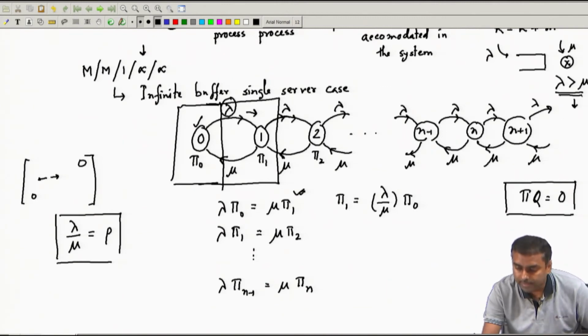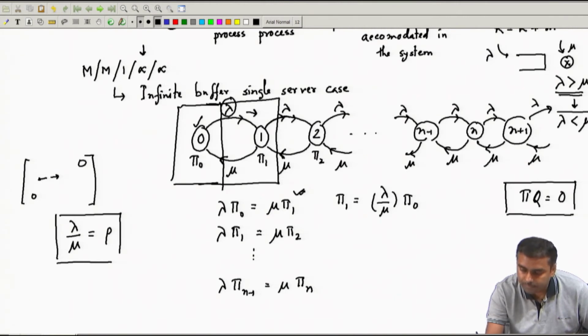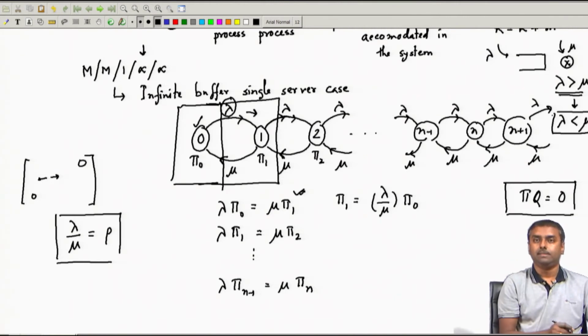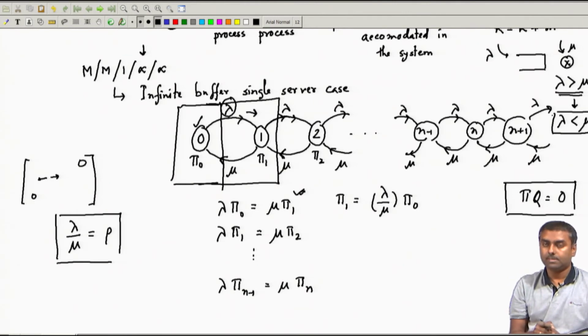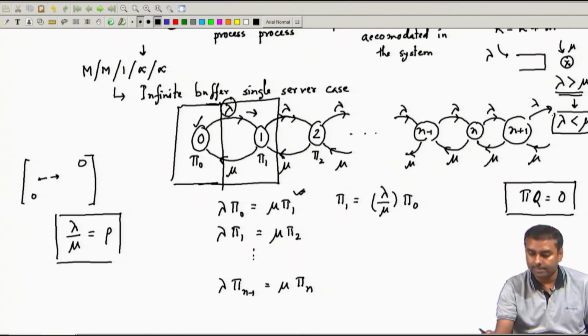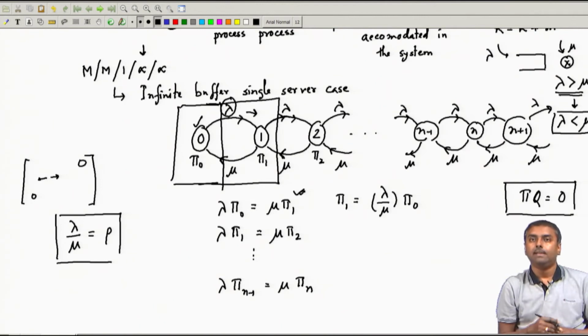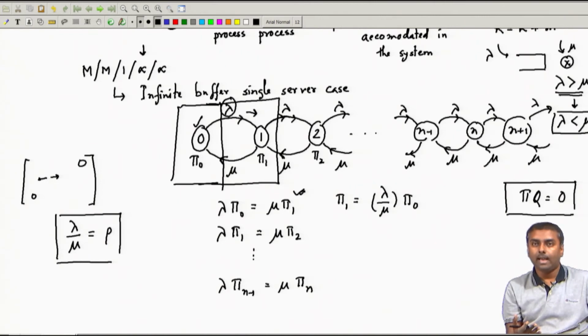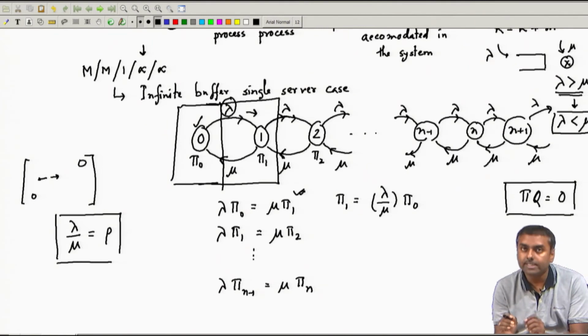So for the stability condition, what we need is that lambda must be less than mu. This is one condition that has to be true if I have to do a steady state analysis. If these equations are to hold, then our arrival rate must be less than the service rate. Otherwise the queue will not give me any satisfactory answer; it will always go up to infinity, the delays will go to infinity eventually, and it will never reach steady state. So at least that condition has to be satisfied.